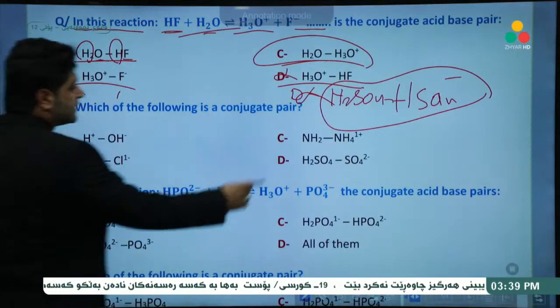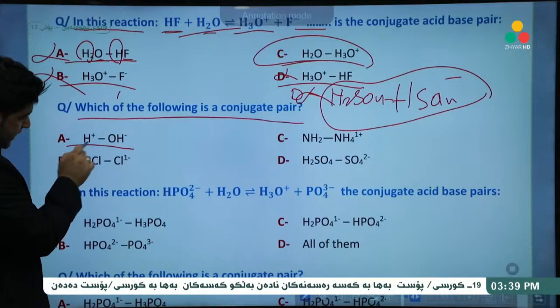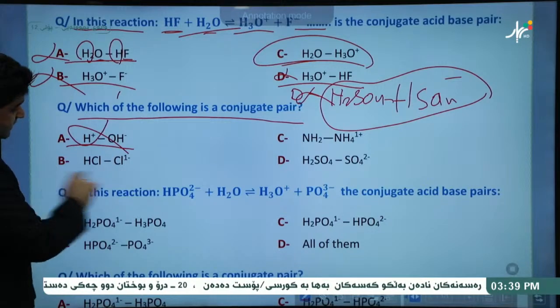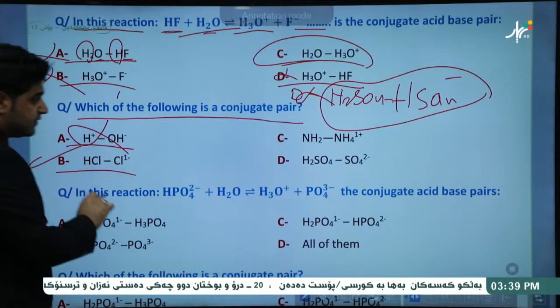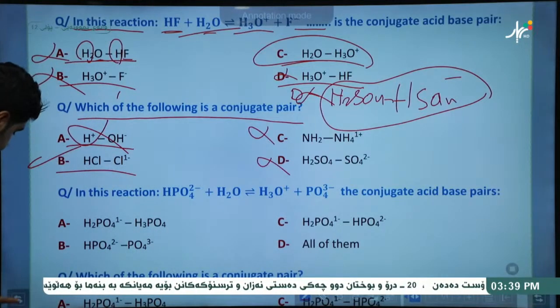Which of the following is a conjugate acid-base pair? Look, H and OH, no, they are different by one oxygen. It should be by one hydrogen. Is it a conjugate acid-base pair, right? B. It's not. Simply.